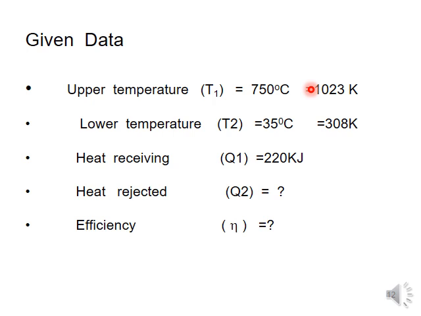So efficiency is equal to 1 minus T2 by T1. So T2 value is 308 divided by 1023, we will get the efficiency. After getting the efficiency, we know that the efficiency is equal to W by heat supplied. So we know the efficiency by using these two values, and W divided by heat supplied is 220. So from that we will get the W.